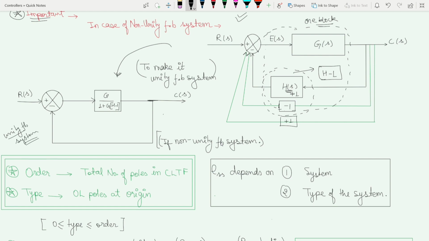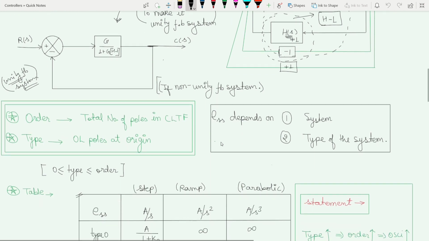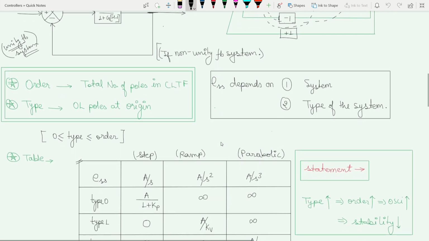Okay, so in this manner you can convert the non-unity feedback system to the unity feedback system by just manipulating the block diagram. This is an important point, and once I solve the question you'll get to know more about this.